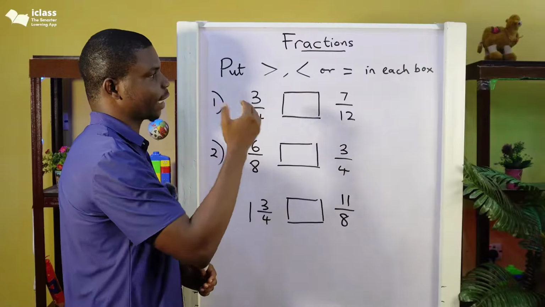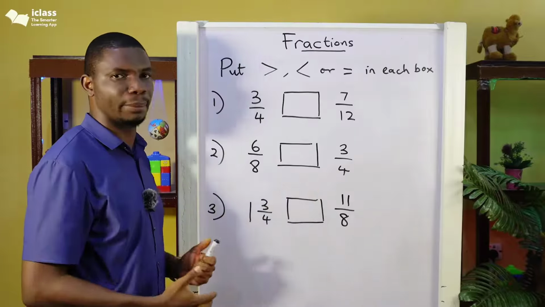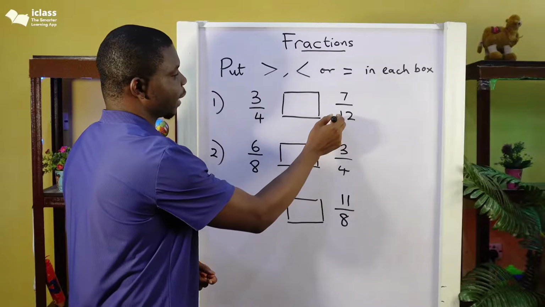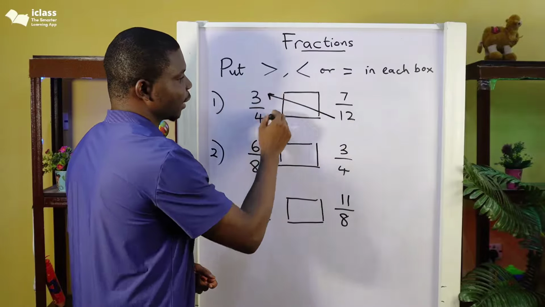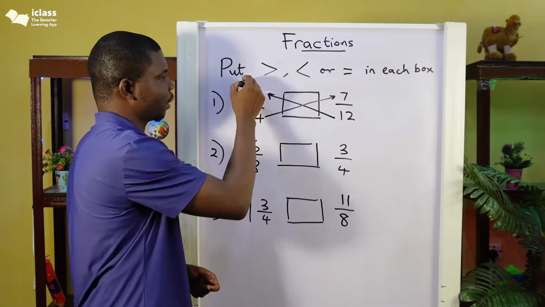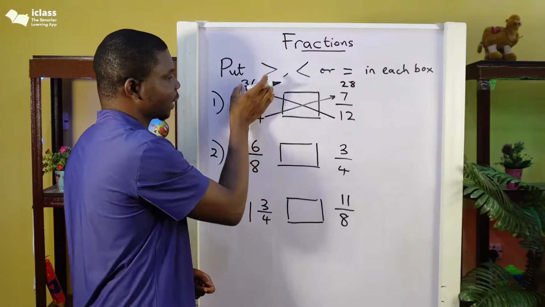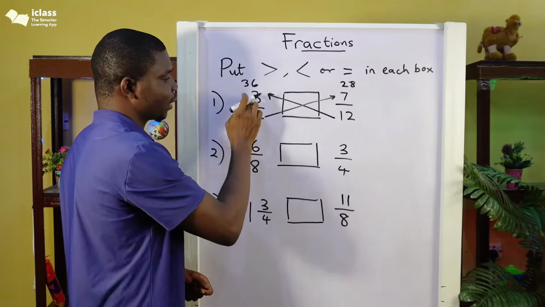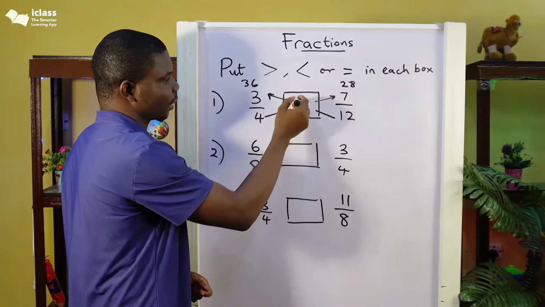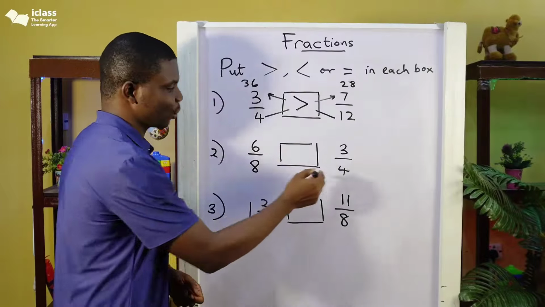Put greater than, less than, or equal to in each box. So we are comparing between the two fractions, which one is bigger. Now remember the first method I told you of comparing fractions. So we just multiply diagonally like this, and then like this, right? So 12 times 3 is what? 36. 4 times 7 is 28. Now, because 36 is bigger than 28, we know that 3 over 4 is greater than, so we are going to put greater than here, right? 3 over 4 is greater than 7 over 12. Easy.